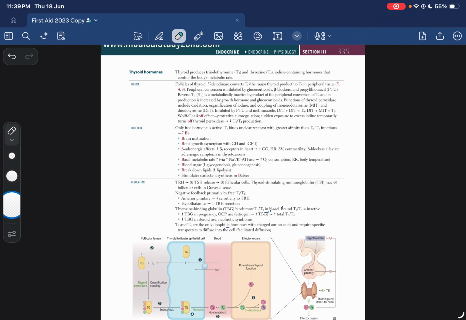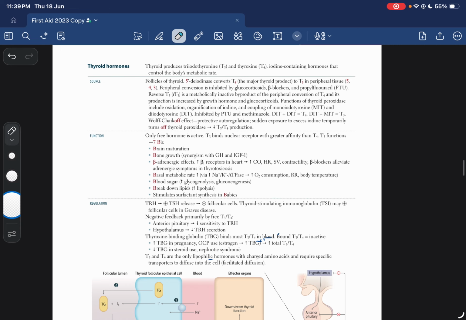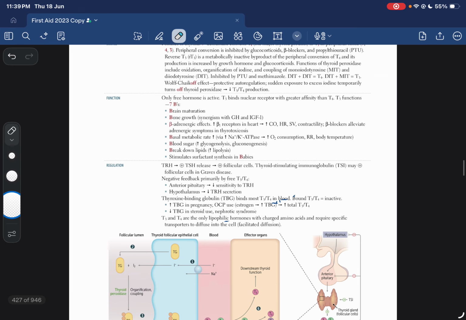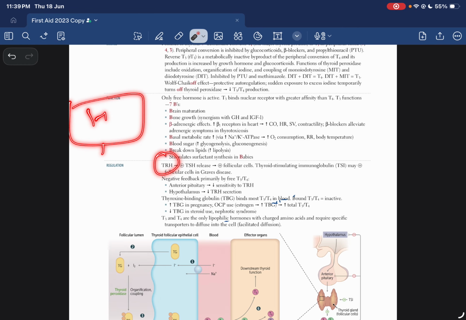Today we're going to be discussing thyroid hormone. So for thyroid hormone, you need to know the first basic regulation concept. We're going to start from here. Thyrotropin releasing hormone is released from the hypothalamus, which is going to increase TSH as well as prolactin, as we have discussed earlier. It is going to act on the follicular cells, which is going to increase the level of production of thyroid hormones.